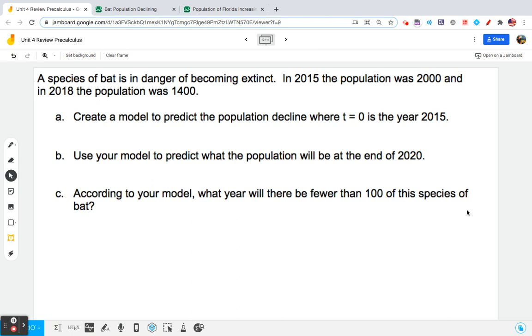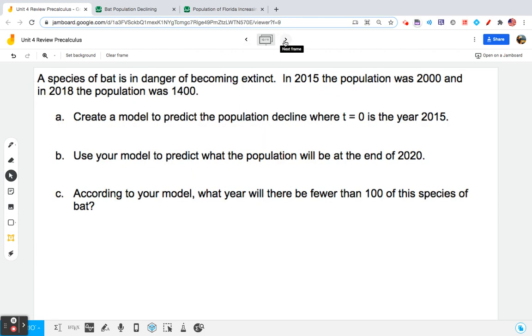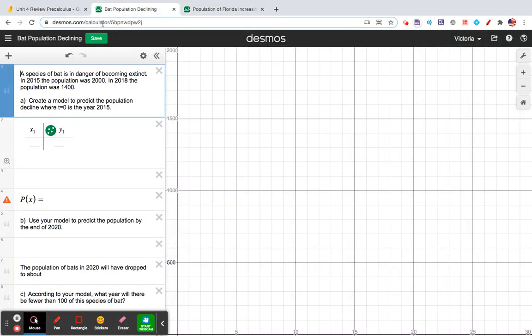And we can assume that this is continuous exponential decay. And when it says create a model to predict the population decline, where t equals 0 is the year 2015, we're going to be looking for an exponential model where the base is e, just like this equation that we just showed you. So what I do to solve problems like this using Desmos is I first open up a new Desmos graph. So you go to desmos.com and open up your graphing calculator, and I type this text in as a note. So here's the exact problem, and I added a note, and that's how you can type it.